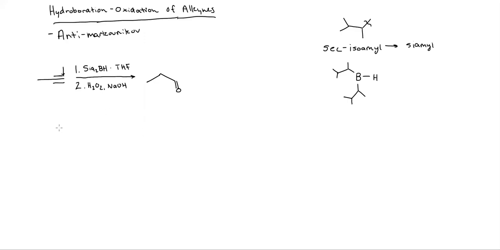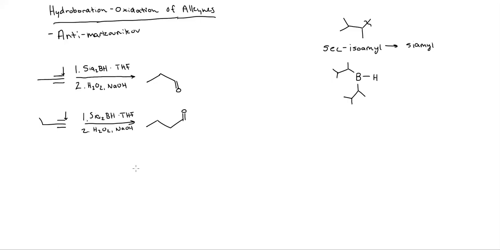So let's do another example here. Let's do this one. And again, my reagents are always going to be the same, Sia2BH with THF typically, and then as a second step, H2O2 with NaOH. So again, I'm going to be adding the carbonyl group on the right side because that's the less substituted carbon. So I've got 1, 2, 3, 4 carbons, and then I just add my carbonyl group here and I'm done. So I've made 2 aldehydes so far.